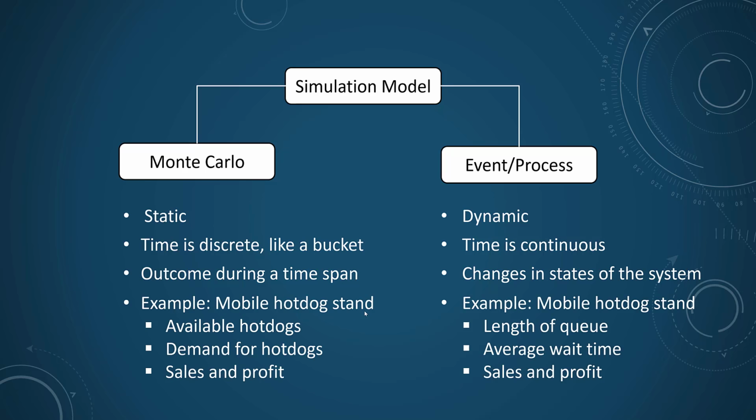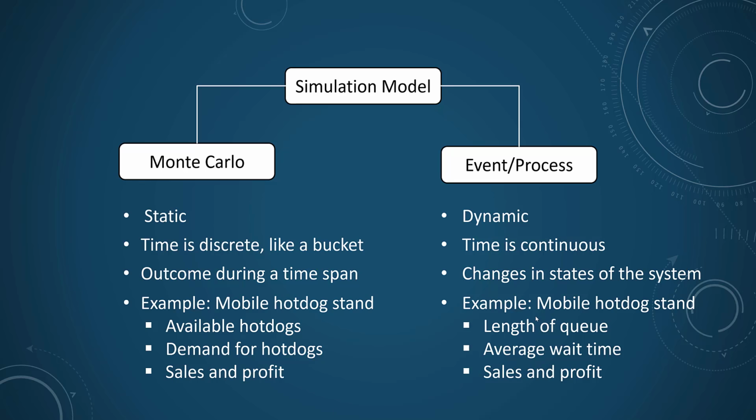Now an example here: say you have a mobile hot dog stand. When you start the hot dog stand day, which could be the lunch time, say between 11 a.m. and 2 p.m., you want to make sure that your stand is fully stocked and you don't run out of hot dogs. But you also don't want to stock too much, so that you end up not selling them, and then the expiry date passes, they go bad, and you have to throw them away. Then you calculate the daily sales and how much profit you make, and then you replicate that. So that would be Monte Carlo.